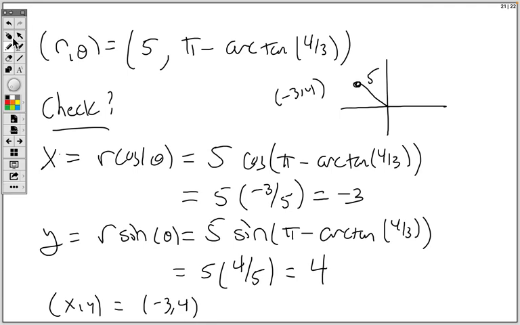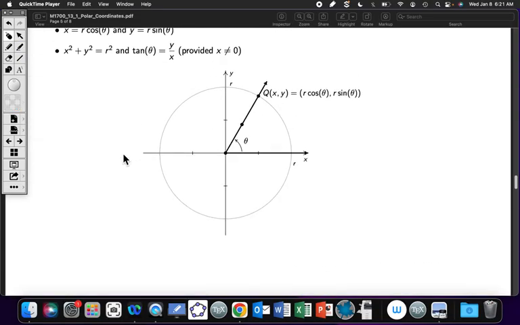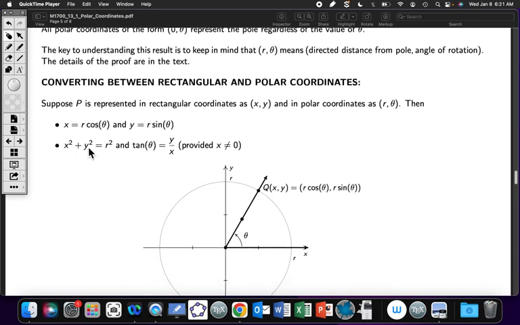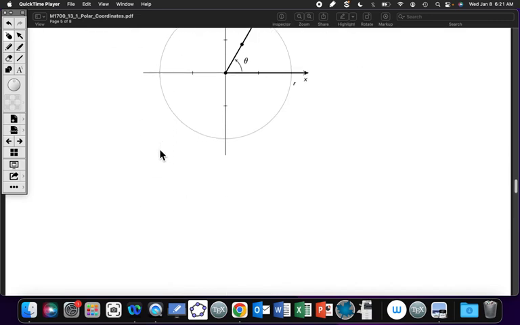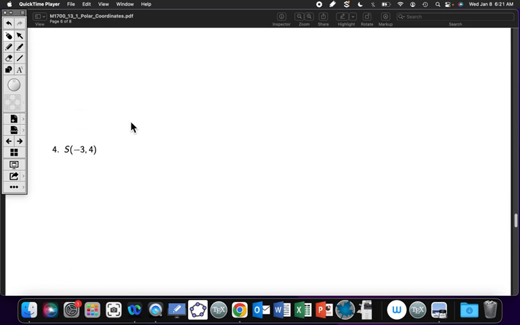Okay. So that's converting from rectangular to polar and then converting back. All right. Once again, when you go from rectangular to polar, you ostensibly have two options for r, plus or minus, and you have infinitely many selections for theta, which is why typically they'll ask for specific ones.